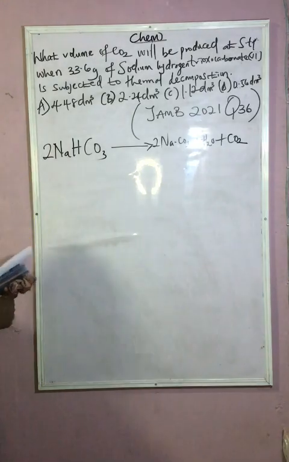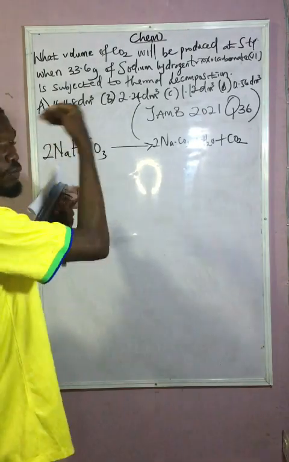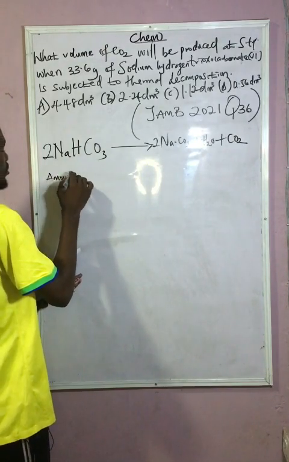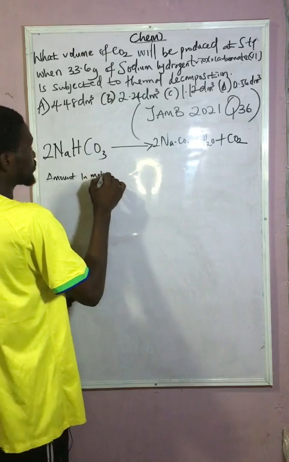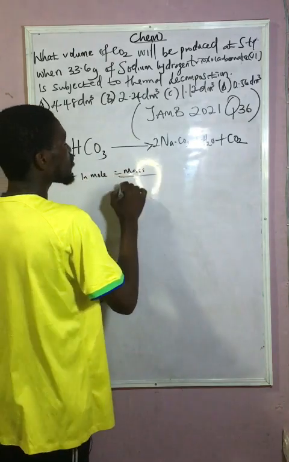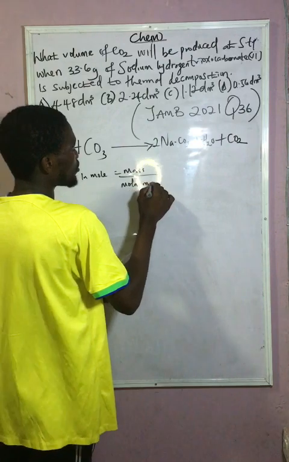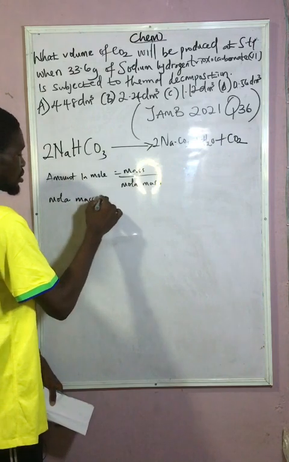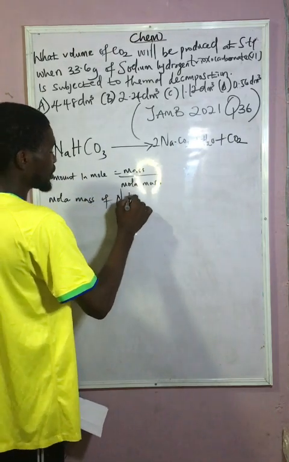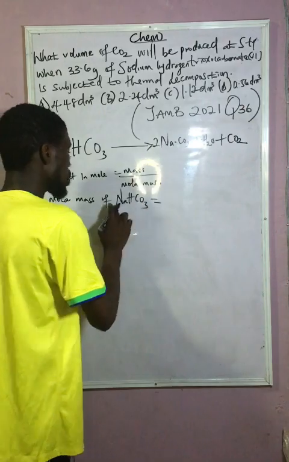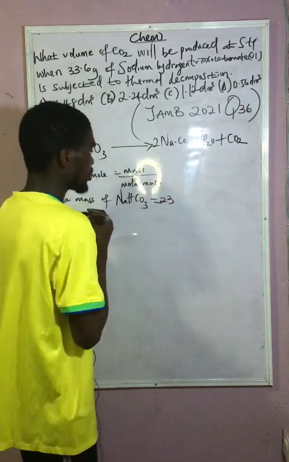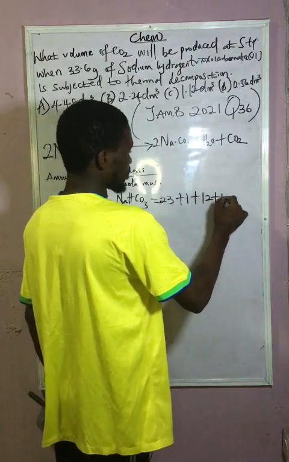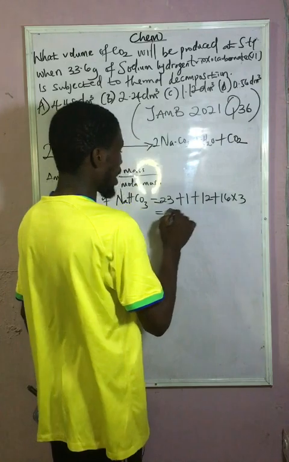So guys, how do we solve a question like this? The same method we used for the previous one. Amount in mole equals mass over what? Molar mass. So now let's take a look at the molar mass of sodium hydrogen trioxocarbonate(IV). Our sodium atomic mass is 23 plus 1 plus what? 12 plus what? 16 times 3.